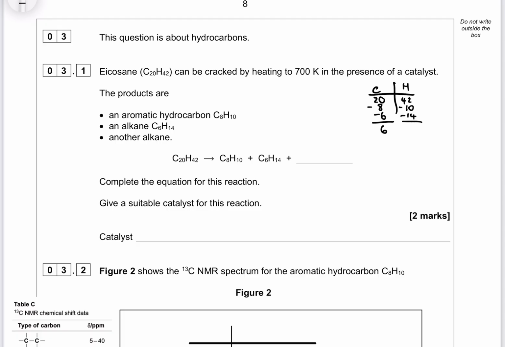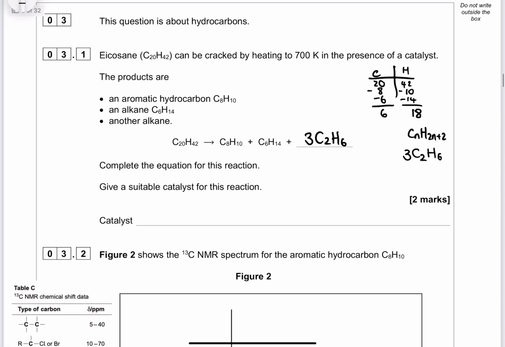18 left. Now, an alkane has to go CnH2n plus 2. So if it was 6, it would need to be 14, which doesn't work. 6 could be 2 3s. If it was 2 3s, it'd be 3 and 8, and 8 times 2 is 16. So it's getting closer, but it still doesn't work. So if it was 2s, C2H6, if we have 3 of those, we will have 6 Cs and 18 Hs. So it must be 3 ethanes.